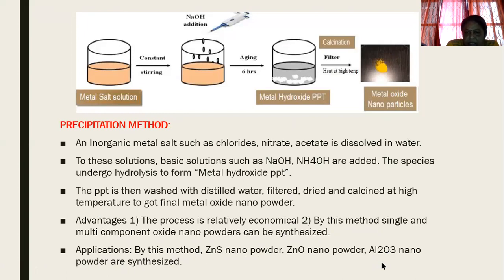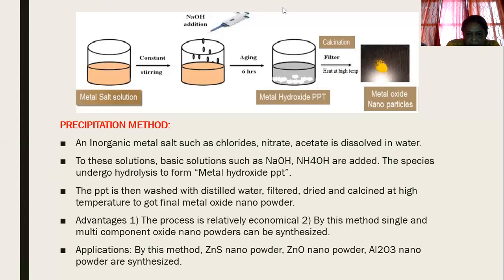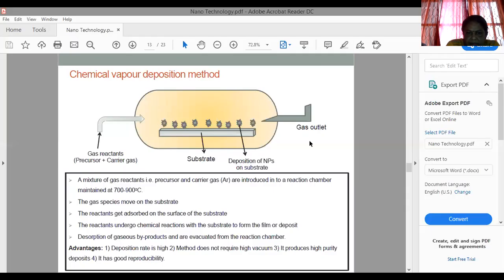Okay, so in this way, you have learned about two kinds of methods by which we can prepare nanoparticles. Now the third method is this one, that is the chemical vapor deposition method.